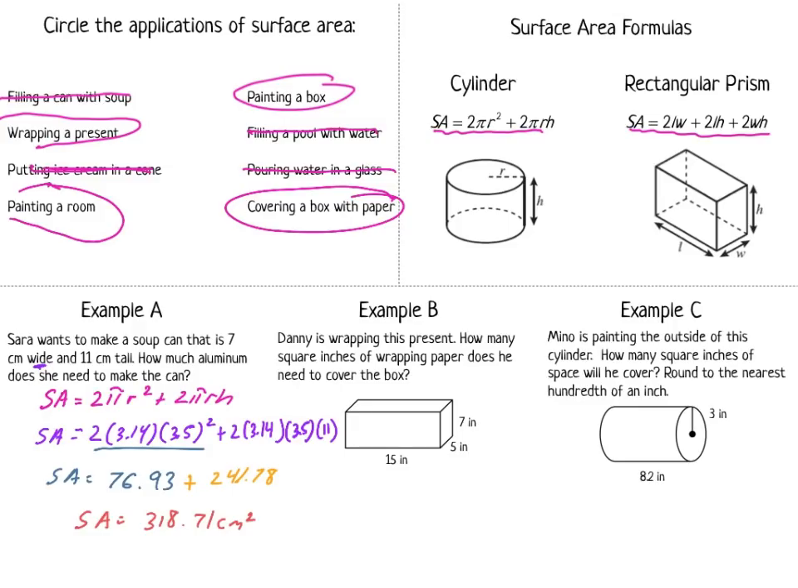So now let's take a look at example B, and it says Danny is wrapping this present. How many square inches of wrapping paper does he need to cover this box? So again, we're going to grab our rectangular prism formula from up there at the top, so we can see that that's going to be surface area is equal to 2 lengths times width plus 2 lengths times height plus 2 widths times height. So now we're going to be plugging our information in as we go along.